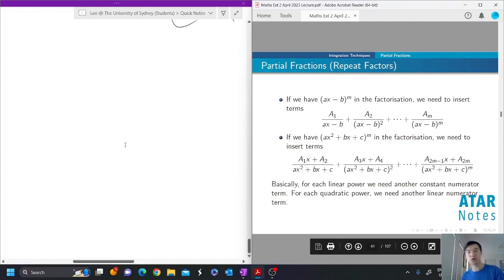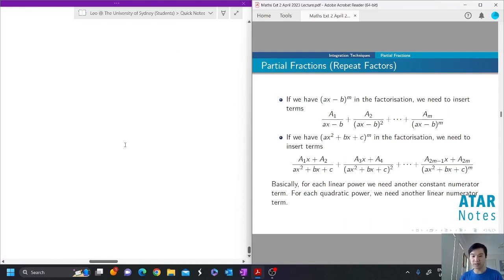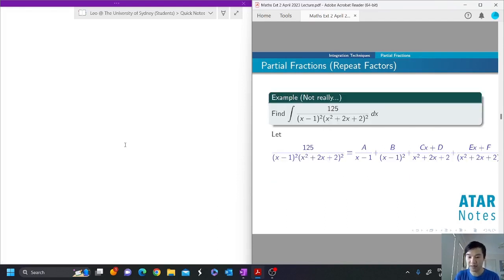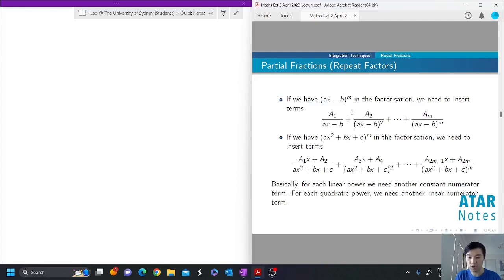So let's talk about what happens when we have repeat factors now. If you have repeat factors, what you have to do is, if we have ax minus b to the power of m in the factorization, you just basically add a sum of fractions up to that start with just ax minus b up to that power of m. So basically it's a bit confusing.